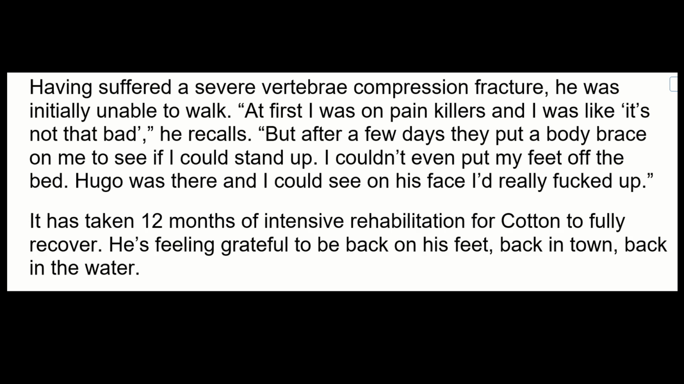I couldn't even put my feet off the bed. Hugo was there and I could see on his face that I really effed up. It has taken 12 months of intensive rehabilitation for Cotton to fully recover. He's feeling grateful to be back on his feet, back in town, back in the water.